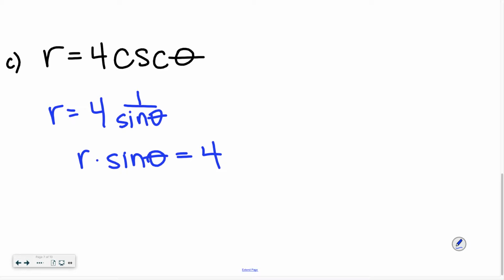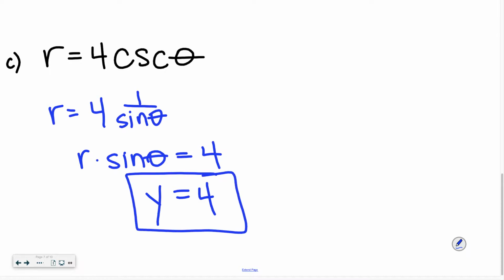Was that helpful? I couldn't tell from the reaction. Why was that helpful? Makes it prettier. Because now we have r sine theta, and what is r sine theta equal to? Y. Whoa. Y equals 4.